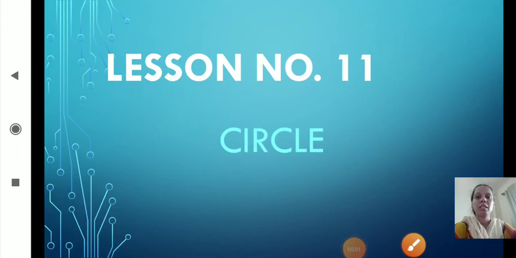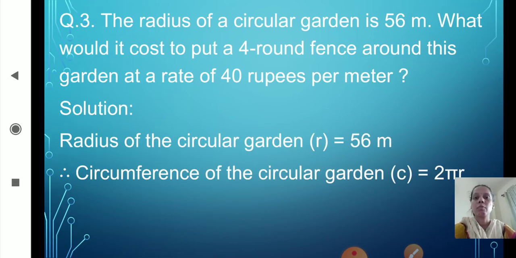Good morning students. In the previous session we have completed question number 1 and question number 2 from practice set 42. Today we will start with question number 3 from practice set 42. So this is question number 3.